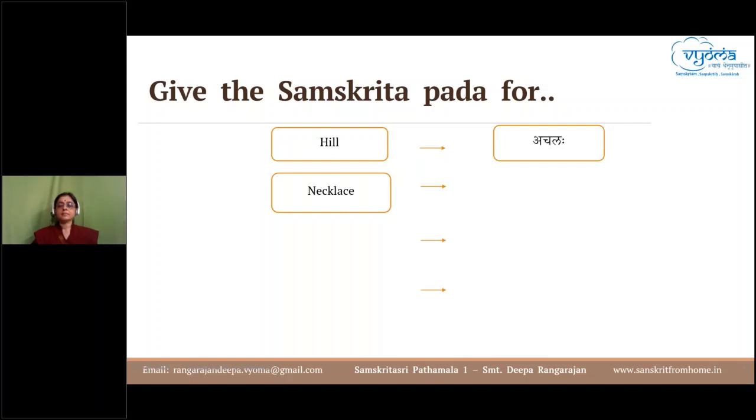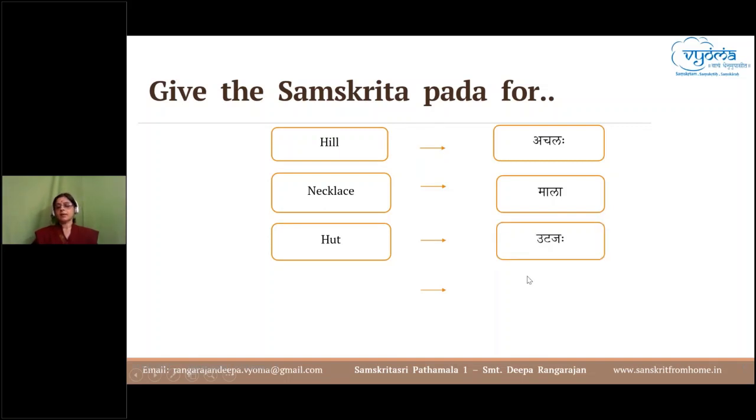Necklace. Mala. Akara ending, so it is a Strilinga word. Yes. Uttajaha. Correct. Uttajaha is a Pullinga word for hat. Yes.